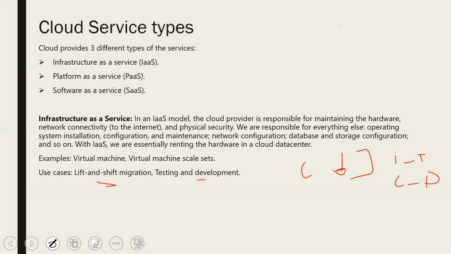Here the cloud provider maintains the hardware, networking connectivity and the physical security which is required. Apart from that, we are responsible for operating system installation, configuration and maintenance, and networking configuration. If my application is running and I want to connect to data, or add the connection strings for the DB, I need to take care of that, and also of our application and maintaining our data.